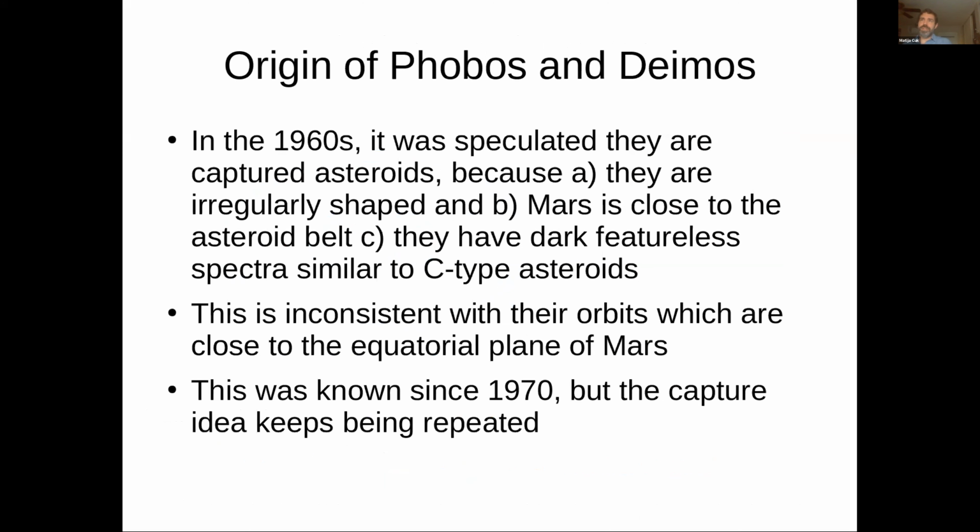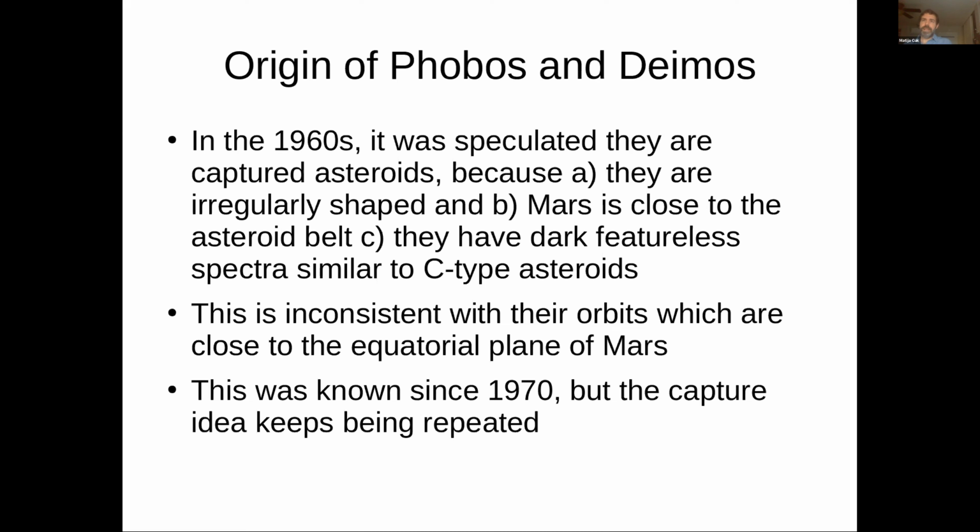The origin of Phobos and Deimos has been discussed for a long time, ever since they were discovered. Before the 1960s, it was speculated they might be captured asteroids. They look like asteroids. Mars is close to asteroids. And the best argument is really that they have featureless dark spectra. They look like some kinds of asteroids, but actually since they lack features, it's not a very strong argument.